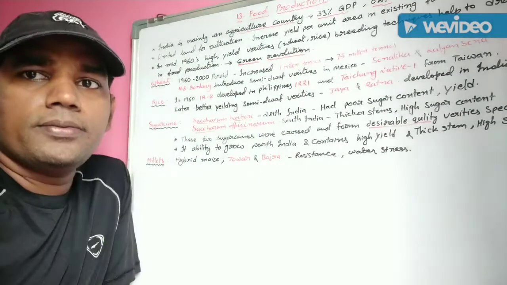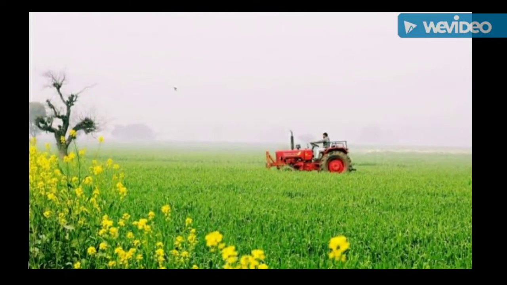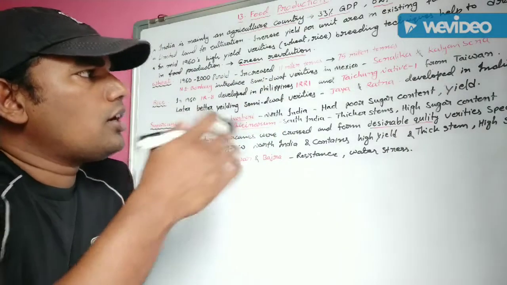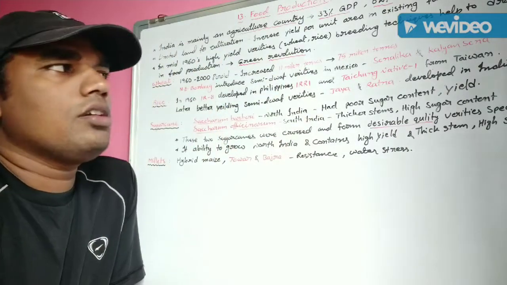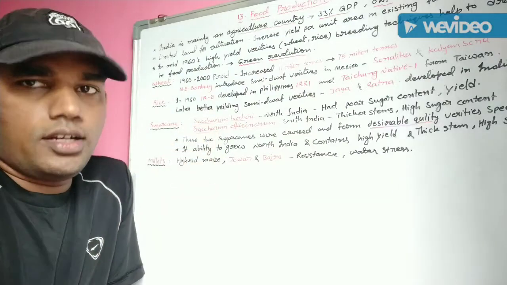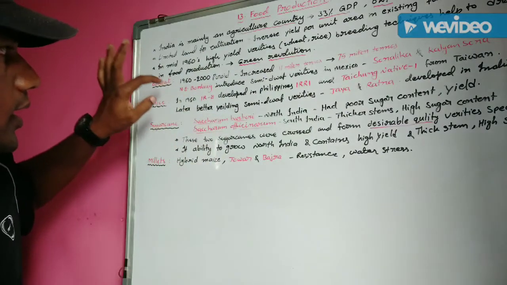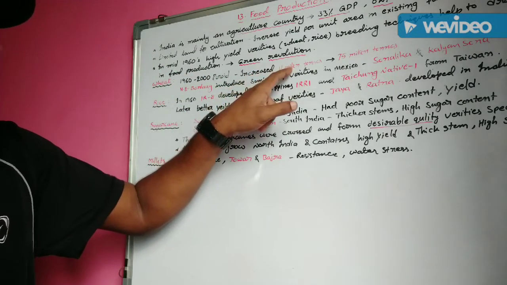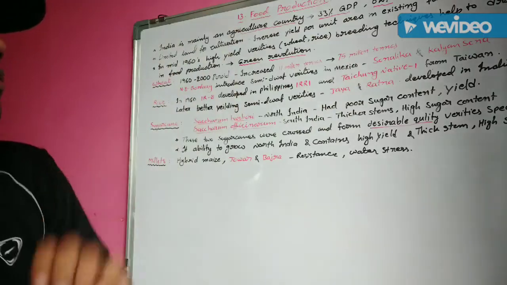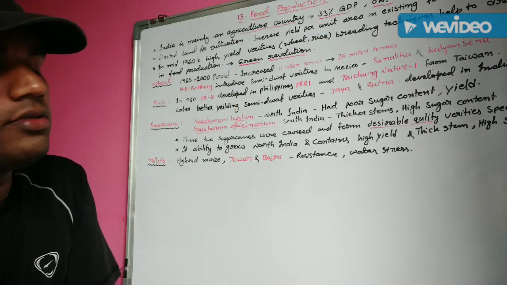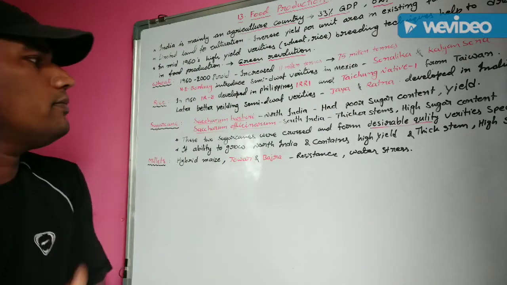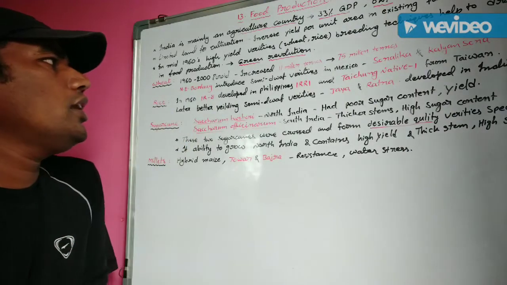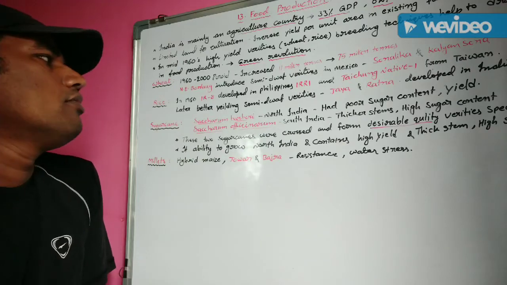Look at this figure. Because of the introduction of Mexican varieties like Sonalika and Kalyan Sona in the agriculture field, the yield increased, and production increased from 11 million tons to 75 million tons. Understand? Next one, rice. Rice production also improved in the period 1960 to 2000.